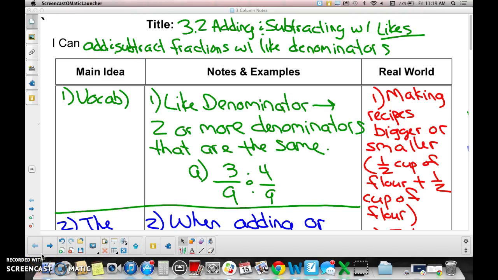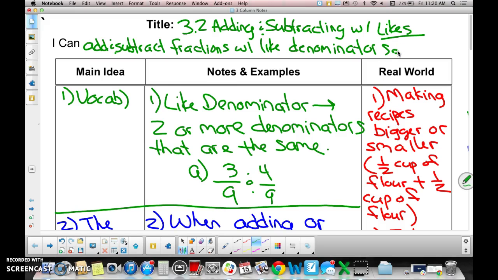Aisha, very loudly, can you tell me the title of what we did today? And likes would be what? Like what? We're adding and subtracting with like denominators. And Kirthi, as loud as you can, tell me what you can now do with the I can statement. Kirthi can add and subtract fractions with like denominators.